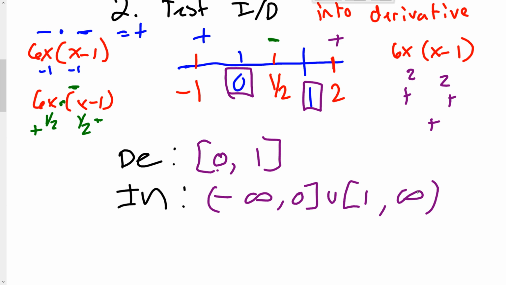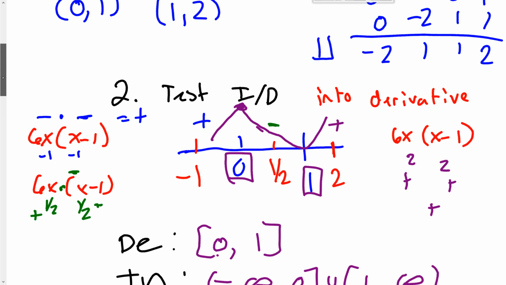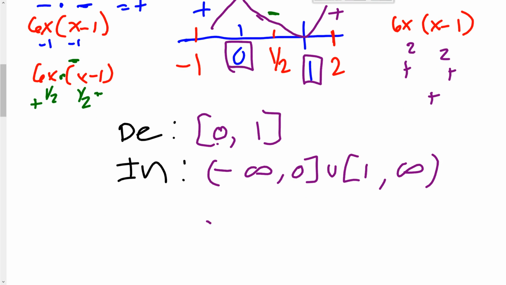So our graph looks something like this. We are increasing, then we're decreasing, and then we're increasing again. Increasing to there, decreasing, keeps on decreasing till here, and then it starts increasing. So that means we have a max at this point. So 0, 1 is a max. And the minimum, because we're decreasing and then increasing, our local min, we have a local min at 1, 2.